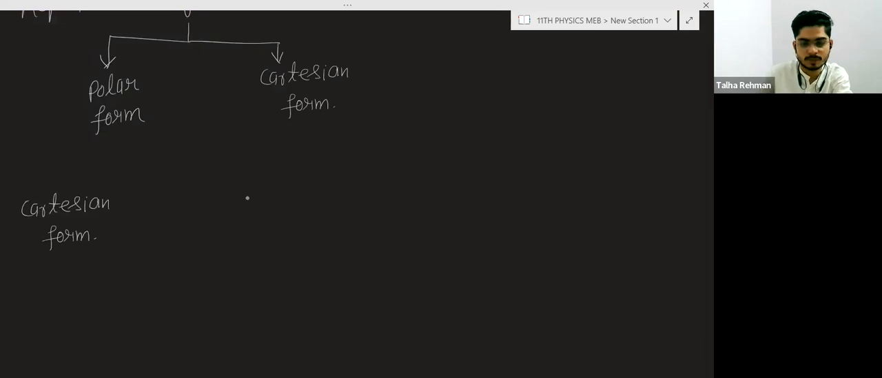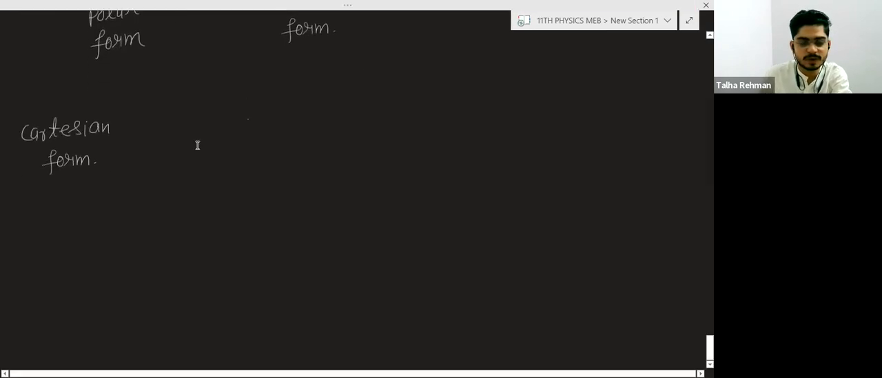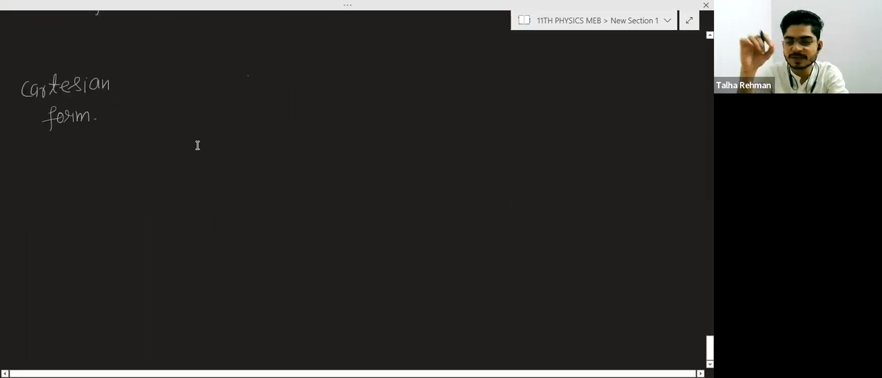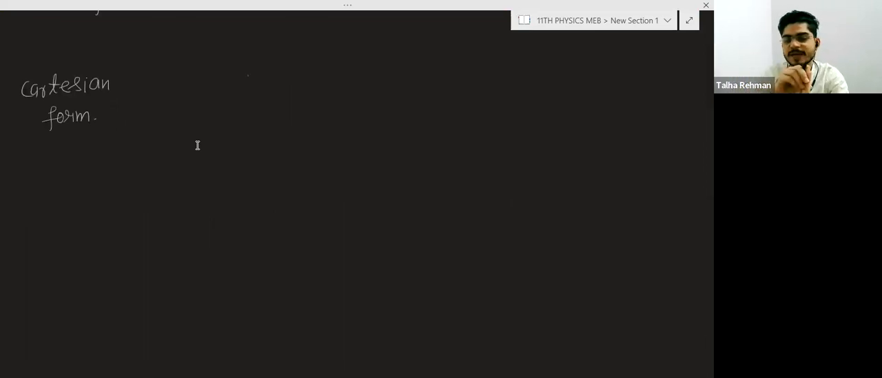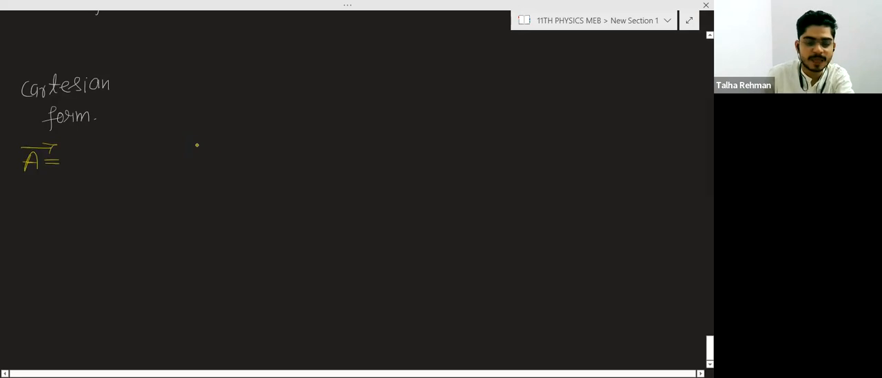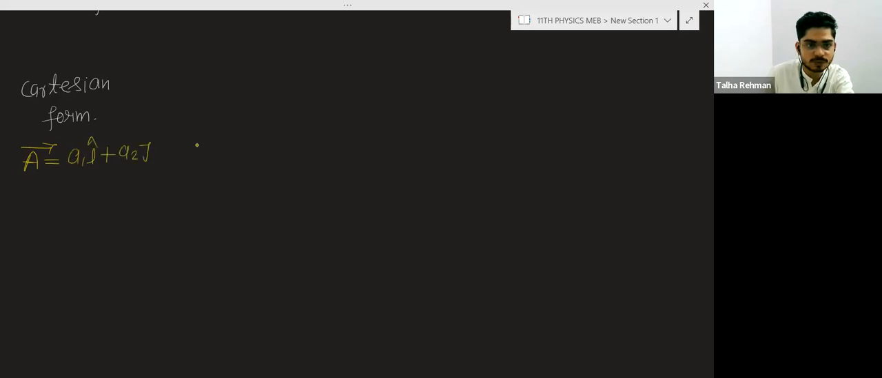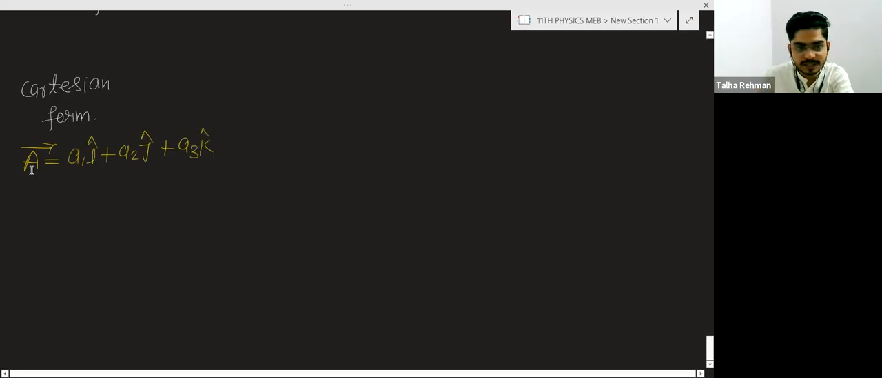Cartesian form. In the Cartesian form, you represent the vector along the x-axis, y-axis, and z-axis. Component of that vector means some part of the vector will be along the x-axis, some part along the y-axis, and some part along the z-axis. Suppose you have a vector A, and the value of vector A is given as a1 i cap plus a2 j cap plus a3 k cap. So this is the representation of a vector in Cartesian form.